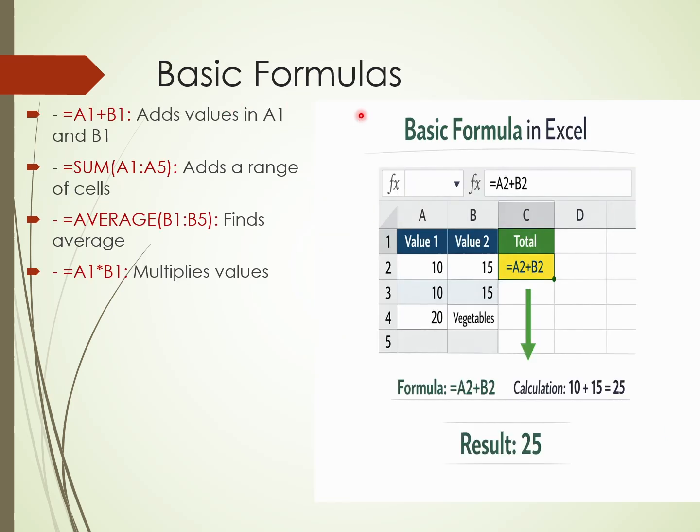देखिए basic formulas. Basic formulas in Excel. A1 plus B1 adds values in A1 and B1. This is the A1 value and B1 value. Average B1 colon B5 finds the average. A1 multiply B1 multiplies values. This is the multiplication. Basic formulas, for example, in Excel.